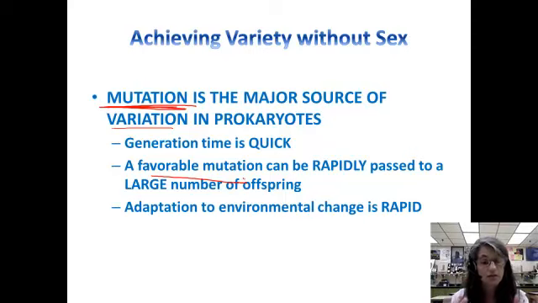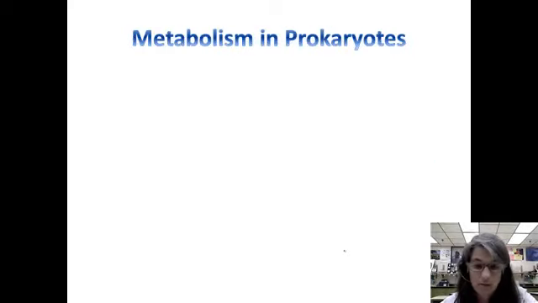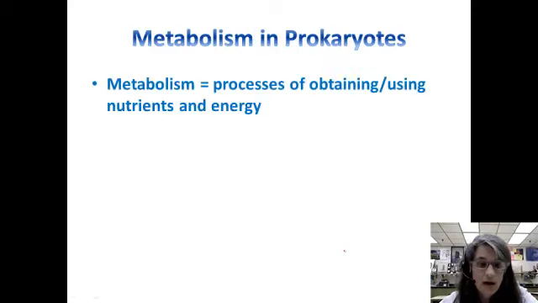So adaptation to the environment can be very, very rapid, which explains a lot about bacteria becoming resistant to antibiotics. If a mutation pops up that makes a bacteria resistant, then boom, it's spread, and the next thing you know, your antibiotic's not killing that bacteria anymore. Okay? Alright.